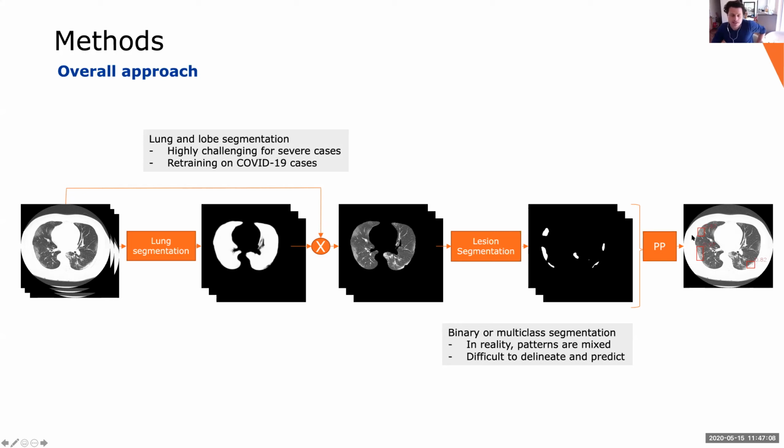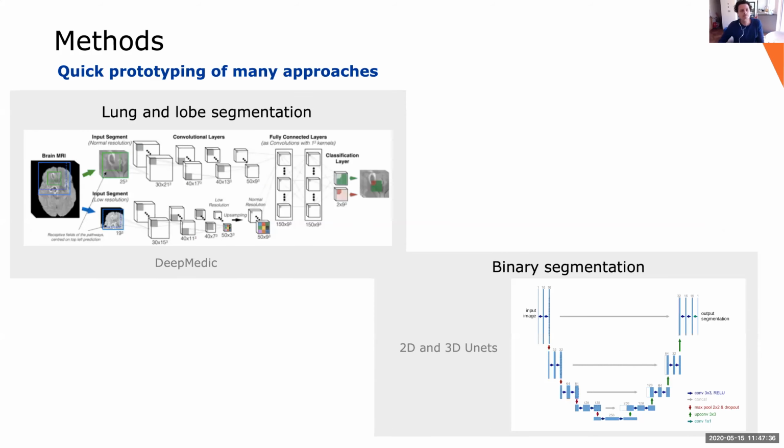Now, first step sounds easy. Lung and then also lobe segmentation. These methods exist. You can even find them online. But we quickly saw that they were insufficient for COVID-19 patients. Some patients have such severe lesions that we had to retrain all these networks specifically on COVID-19 because normal approaches did not work. I'll try to go in a bit more into what we did.